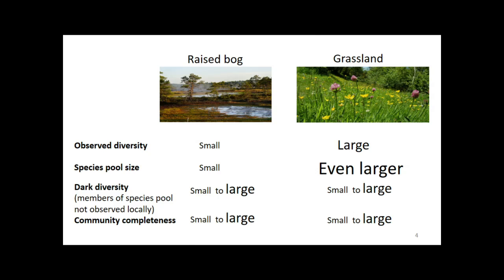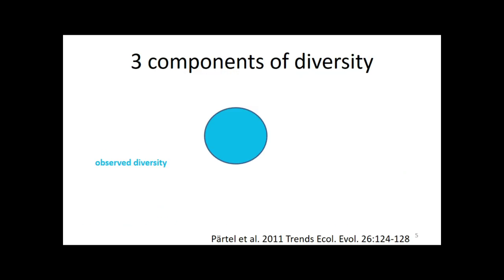And so we could observe that the dark diversity could be small or large in any of these habitats, and this way also the completeness of the communities, meaning what proportion of the species that can grow in this habitat we actually observe in the locality at the moment. So the completeness also can be small or large. Why would it matter to separate the diversity into such components? That's because these components of the diversity may respond to different factors. They might be determined by different mechanisms.